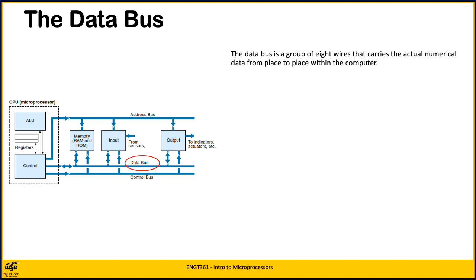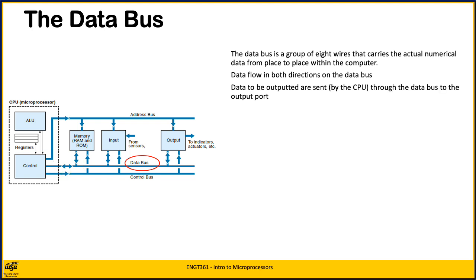The data bus is a group of 8 wires that carries the actual numerical data from place to place within the computer. Remember, we are dealing with 8-bit processors. If we used a 16-bit processor, the data bus would have 16 wires. Data flow in both directions on the data bus. For example, input data enter through the input port and proceed through the data bus to the CPU. If the CPU needs to store these data, it will send the data through the data bus to memory. Data to be outputted is sent by the CPU through the data bus to the output port.